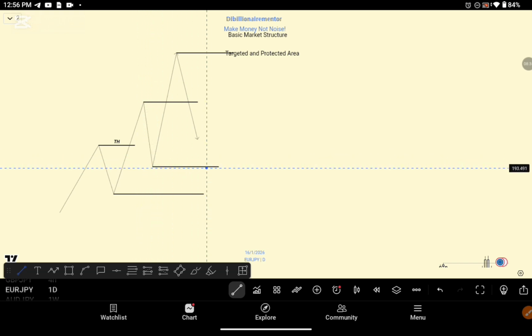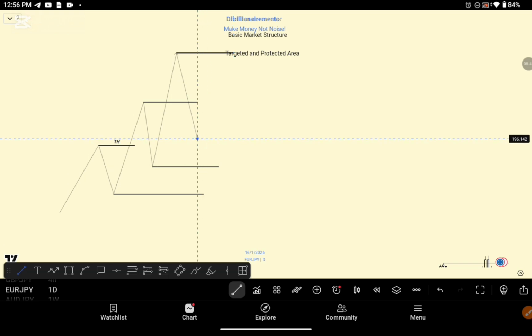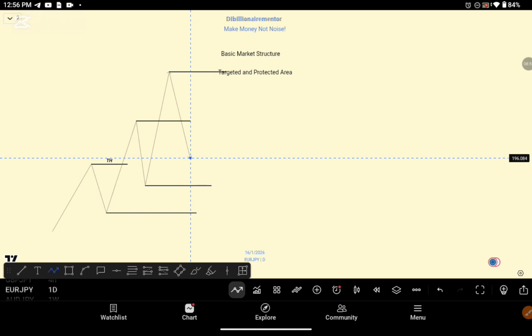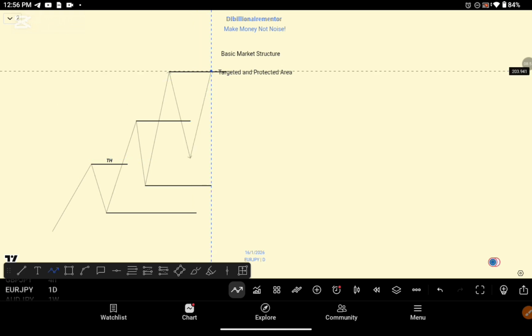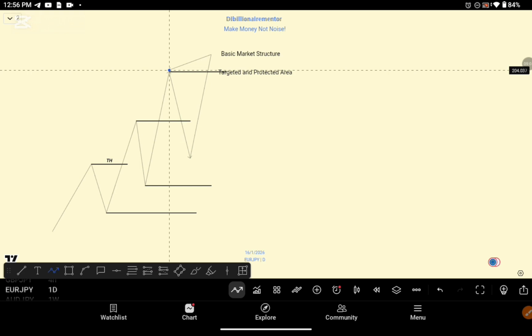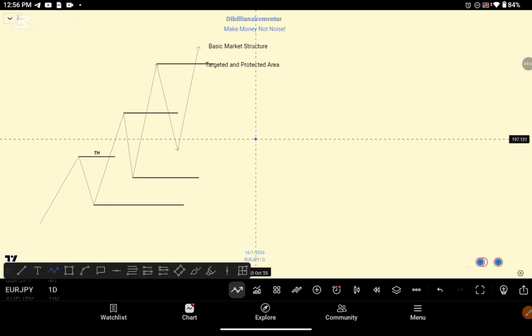Our protected levels or protected areas are where we want to put our SLs. When we go into details, we'll talk about SL and refinement and the like. But basically speaking, this is what we want to do. So we'll be expecting price to do what? Start moving from here to give us a new high by taking out this previous high. Do you understand? It's as basic as this. This is for our bullish setup.